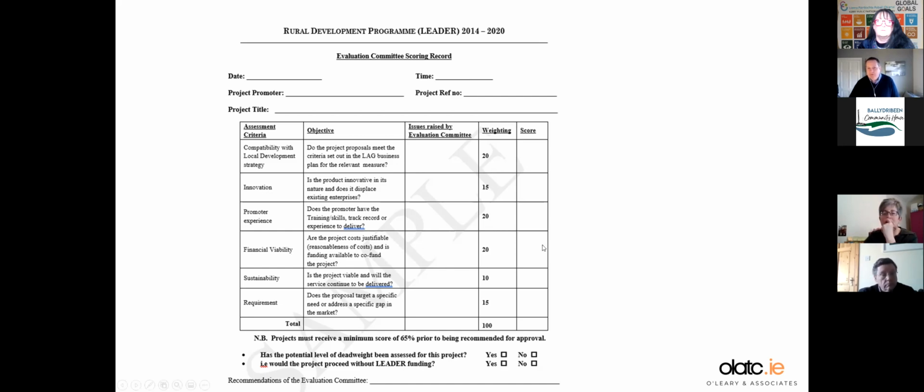That's really, really important. There's a 20 percent weighting on that. It's a high mark. Sustainability: after it's over, the project is funded. How are you going to deliver it? How are you going to operate it?